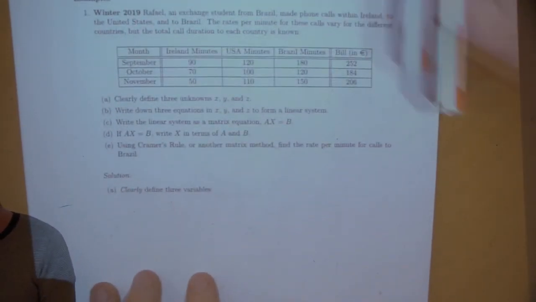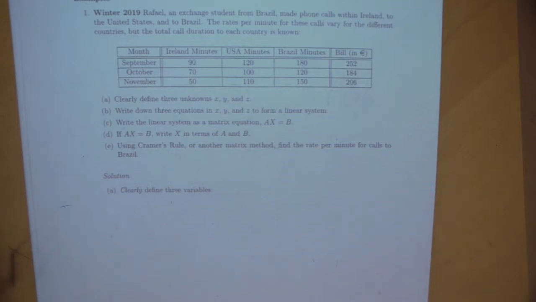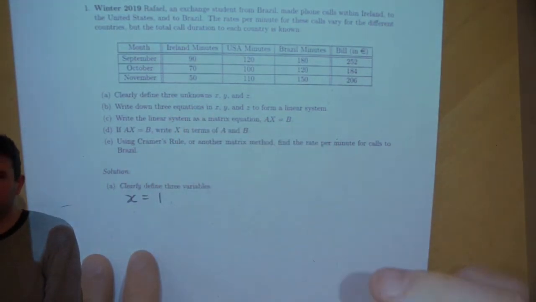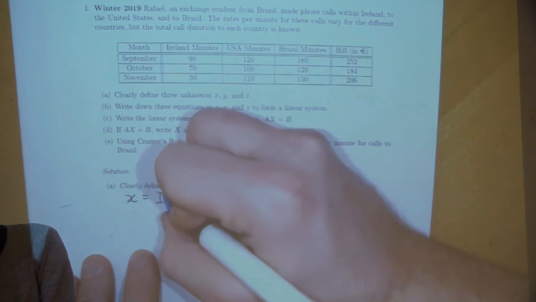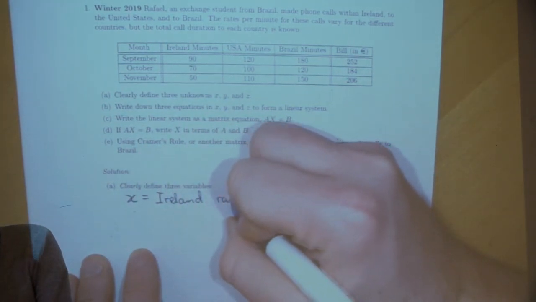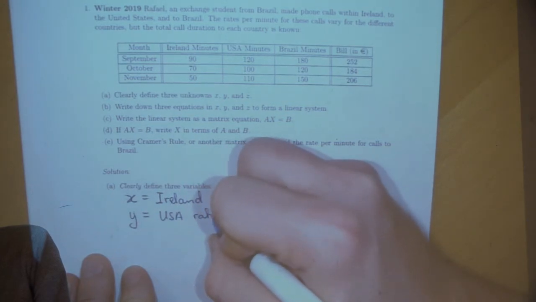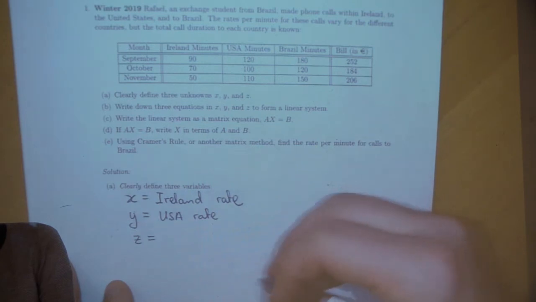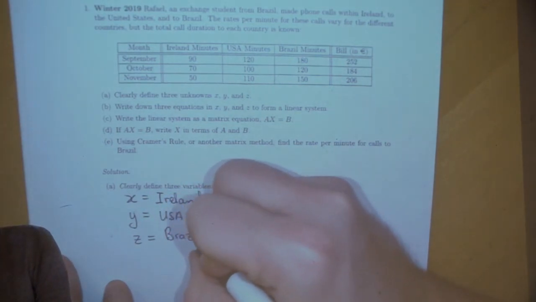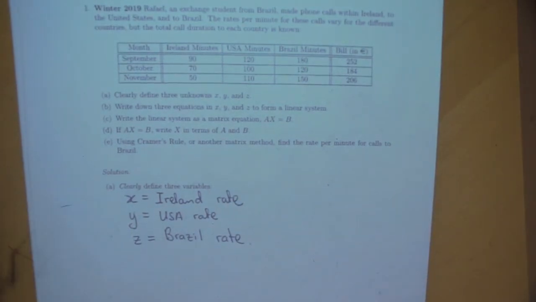So our issue is, what are the unknowns here? Price per minute, yeah. So I'll say rate instead of price per minute. Let x be the Ireland rate, let y be the USA rate, and z be the Brazil rate. Now, write down 3 equations in x, y, and z to form a linear system.